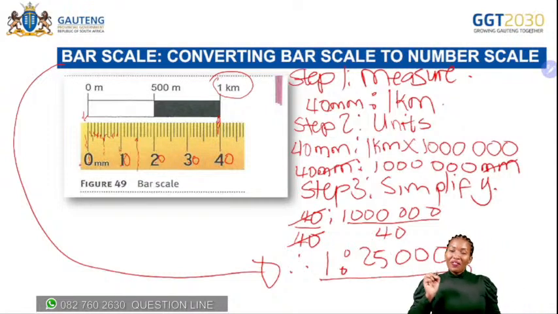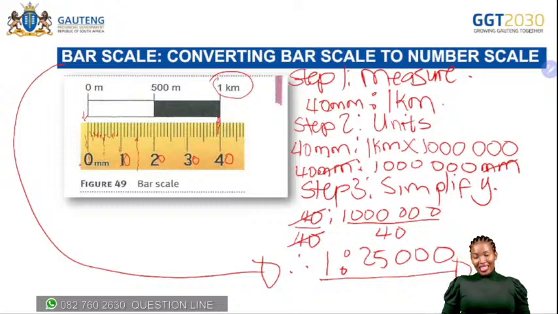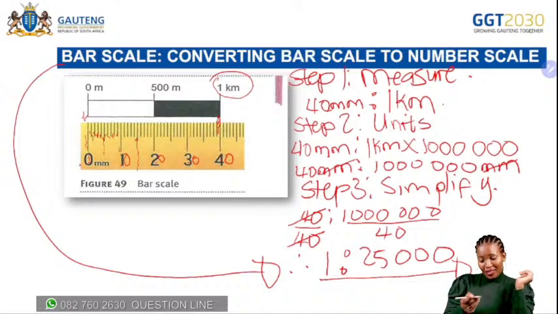So it means now when we convert this bar scale into a number scale, it is equivalent to 1 is to 25,000. Girls and boys, this is how you convert a bar scale to a number scale. This is examinable. You can come across something like this in the exam. Make sure that you practice it, you understand it. It's just these 3 simple steps.